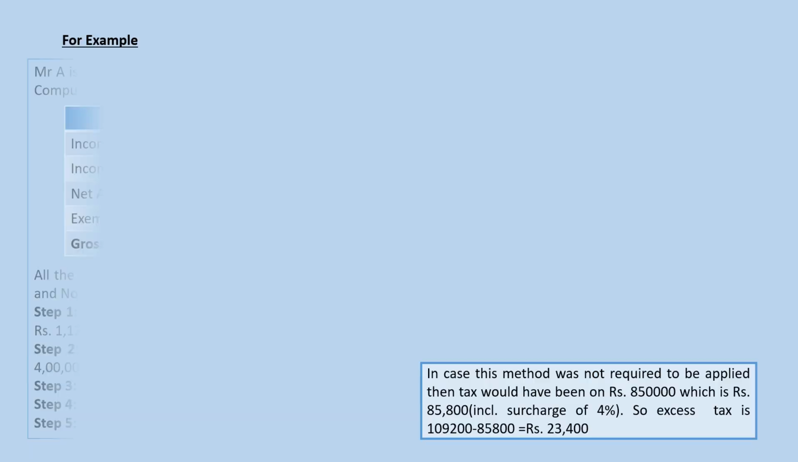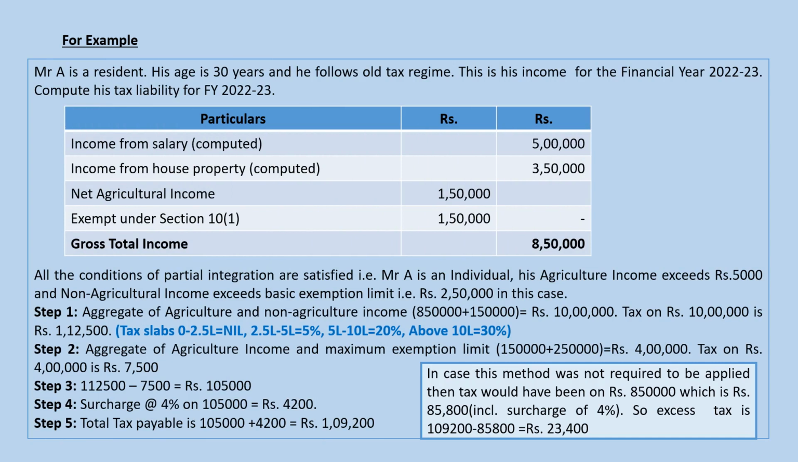For example, Mr. A is a resident. His age is 30 years and he follows the old tax regime. This is his income for the financial year 22-23. You have to compute the tax liability for 22-23. Income from salary is 5 lakh. Income from house property is 3,50,000. Agricultural income net is 1,50,000, which is exempt under section 10(1). So his gross total income is 8,50,000.